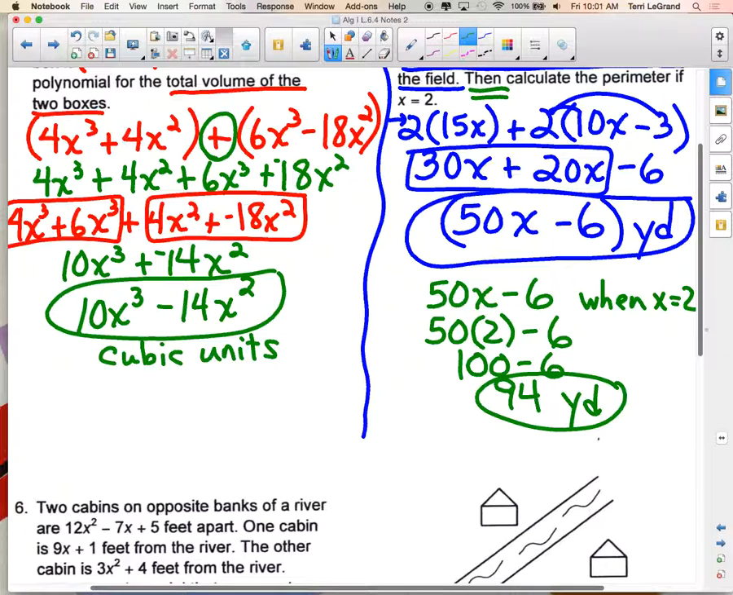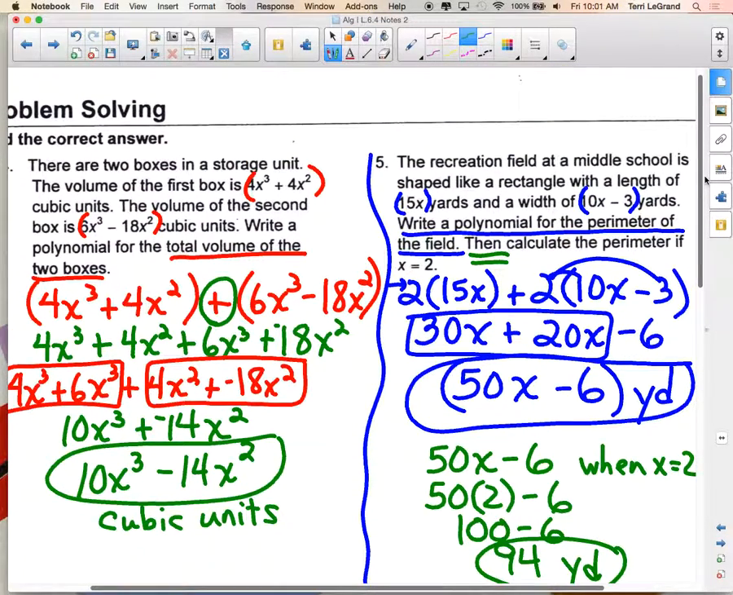Okay, now, what should be true if we did this correctly? How can we make sure that we have a good polynomial? Could you put it into the equation? No. Can we go back up here and say the length was 15x, so 15 times 2 is 30, and we've got 2 lengths in a rectangle, right? So 30 plus 30 is 60.